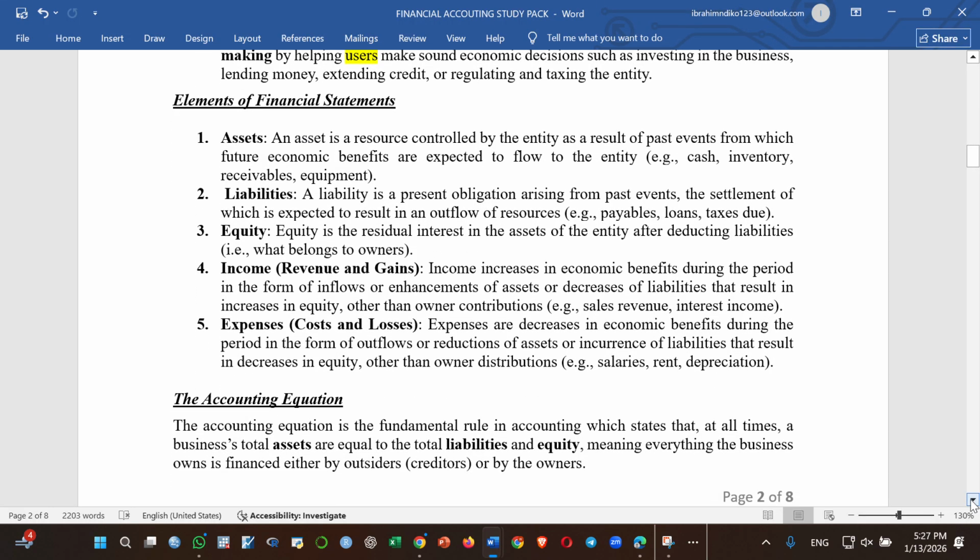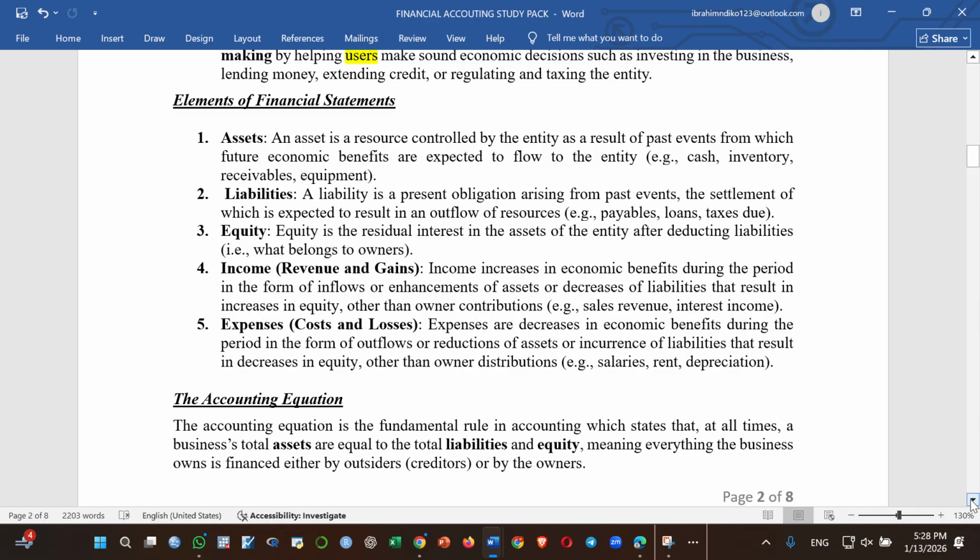Let us see the elements. Elements of the financial statements. We have the asset, we have the liability, we have the equity, we have income, and we have expenses. The first three are elements of the financial statement in the balance sheet. And the last two are the elements of the financial statement in the income statement.